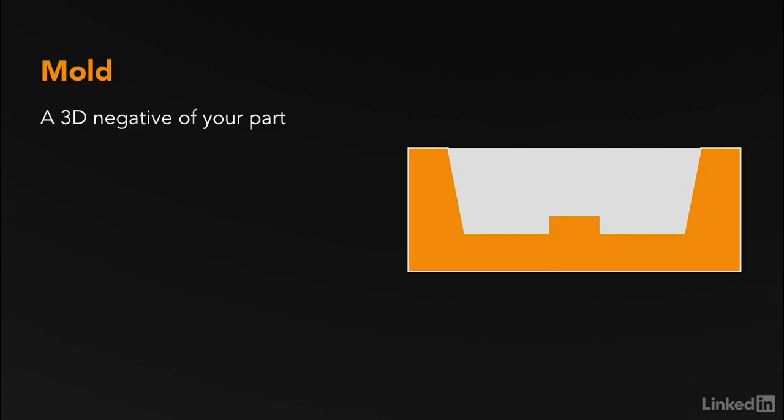Let's get started. A mold is a three-dimensional negative of your part, sometimes called a die or cavity. The goal of a successful mold is to capture all geometric features of your original part. A mold can be made from many different types of materials, depending on the desired end needs of your components.